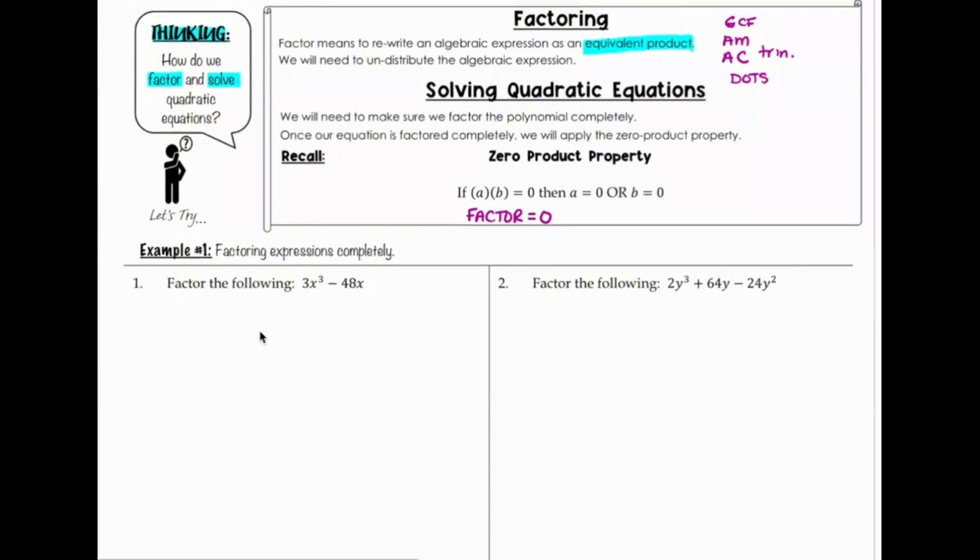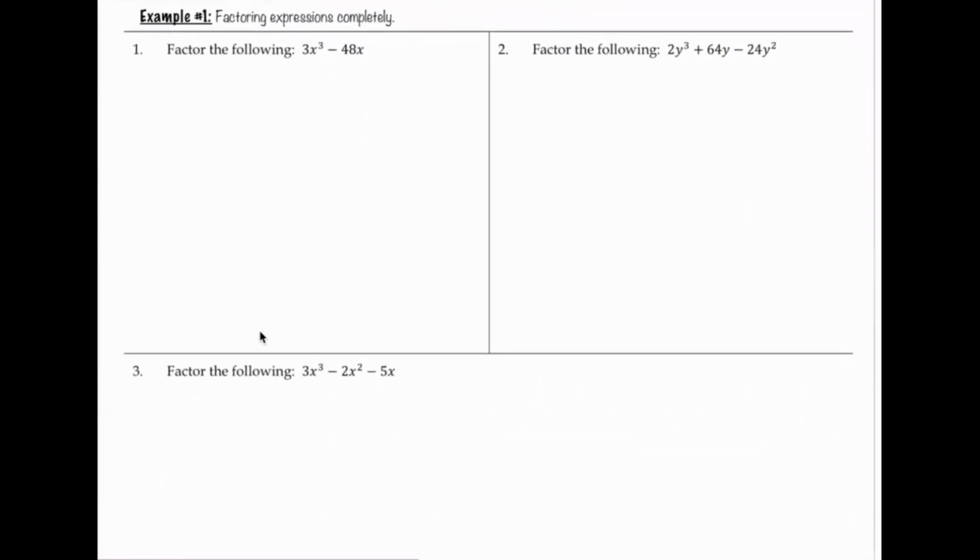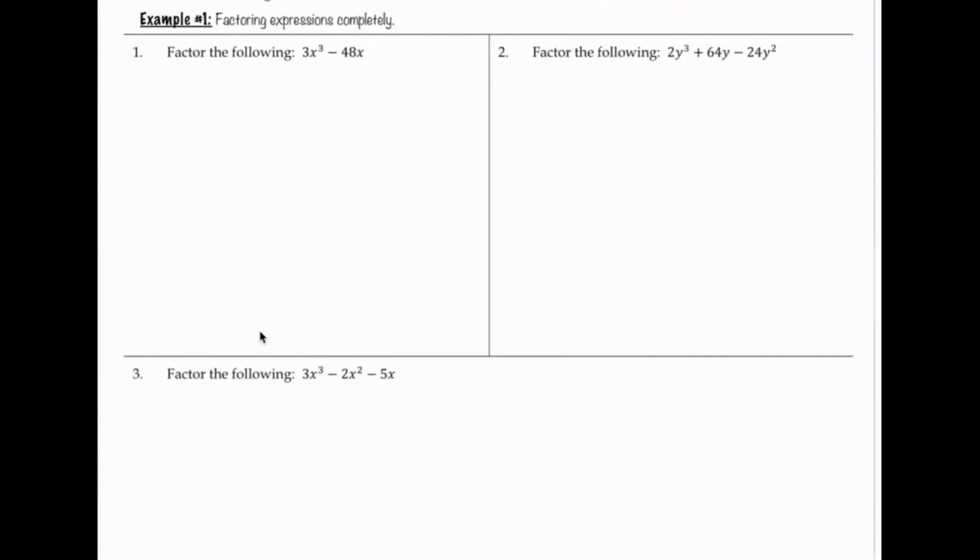So let's take a look at example number one. We are going to be factoring completely. So factor the following expression. We have 3x cubed minus 48x. So the first thing that we're going to do is identify a GCF, and I do see a GCF of 3x. Once I identify the GCF, I am dividing that GCF out of every single term. I take out the GCF and I am left with x squared minus 16.